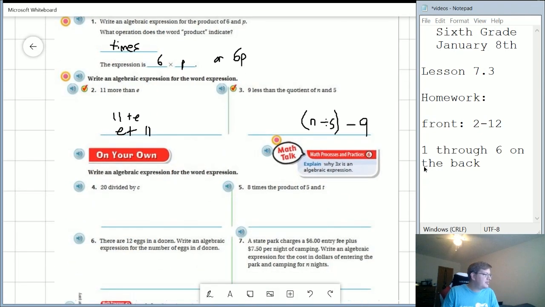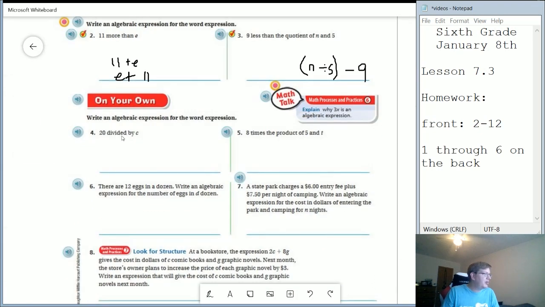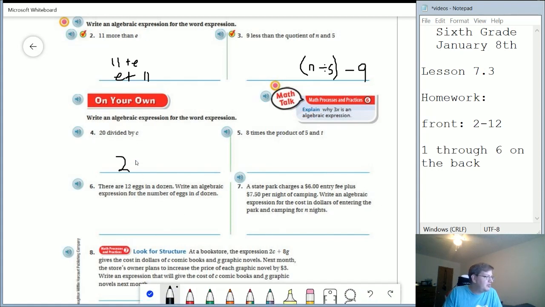So let's go down to number 4. So here's another example. So 20 divided by C. So C is going to be our divisor. So if we do that, that should be really easy. We're going to do 20 divided by C.